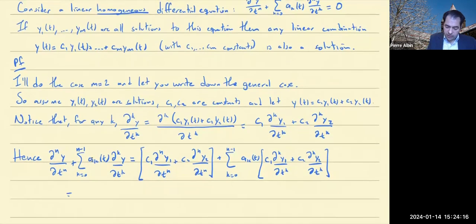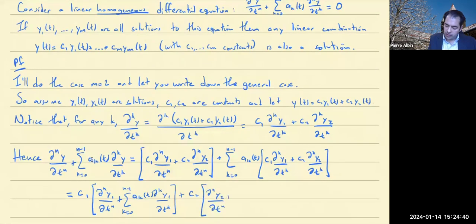And then if we stare at this, we see that if you group all of the C1 terms together, we have the nth derivative of y1 plus the sum k goes from 0 to n minus 1, ak of t times the kth derivative of y1. And then all of the terms with the C2, we get the same thing except evaluated at y2.